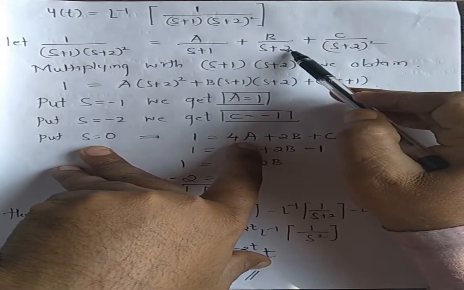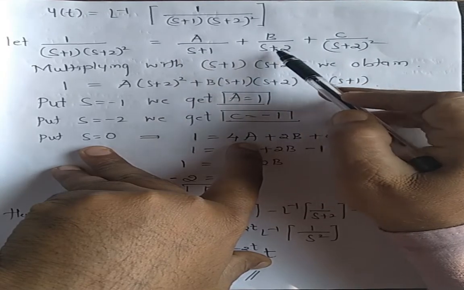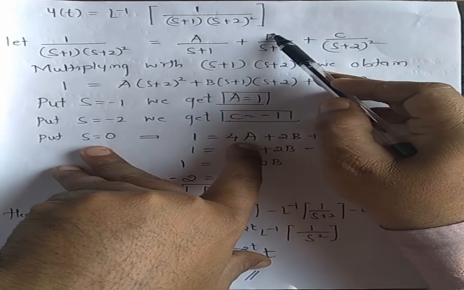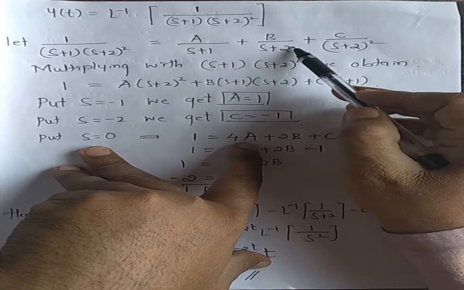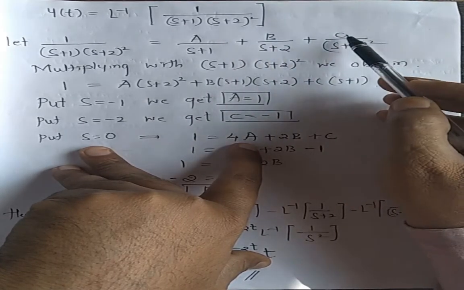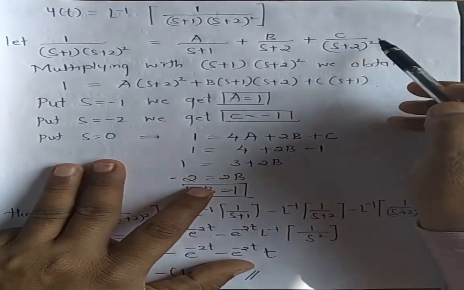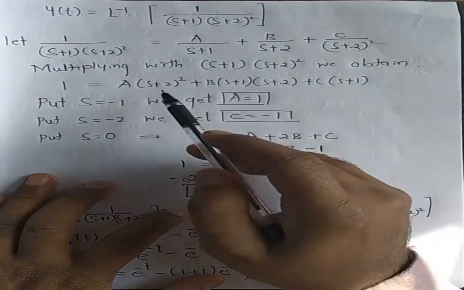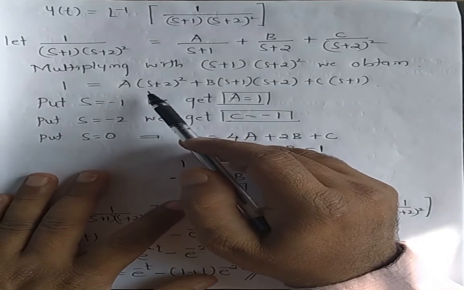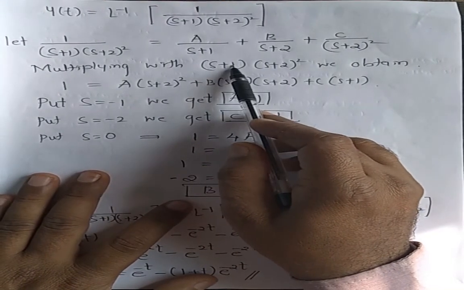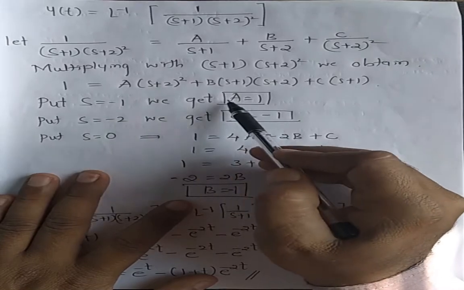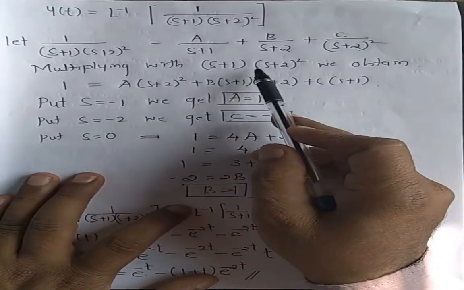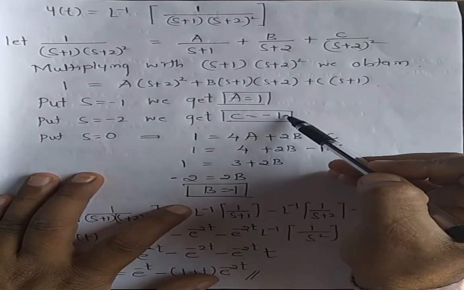For b, s plus 1 is there, s plus 2 is there once, so s plus 1 is not there, multiply here. For c, s plus 2 whole square is there, s plus 1 is not there, multiply here. So make a balance here, then later on go for the simplification. Put s equal to minus 1, you will get a is equal to 1. Put s equal to minus 2, you will get c is equal to minus 1.